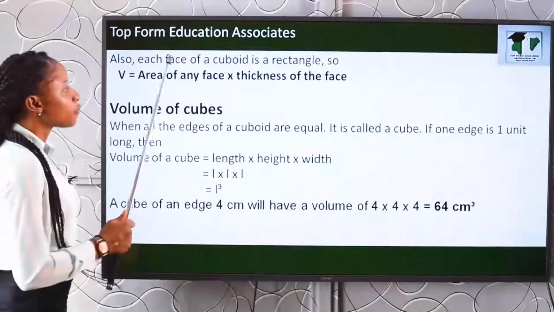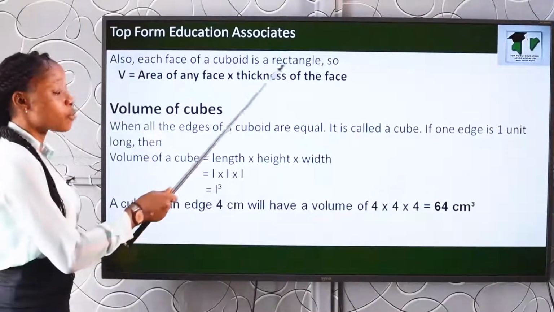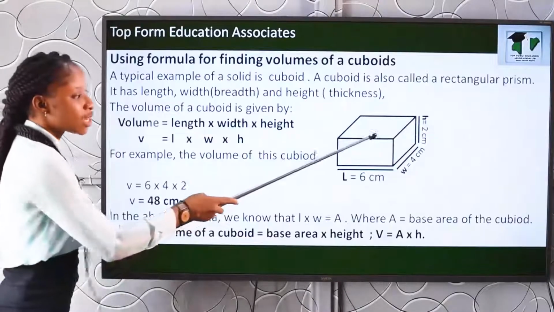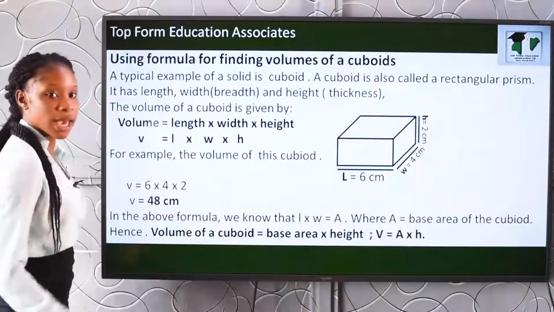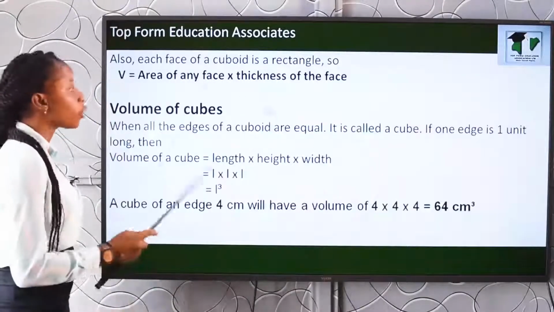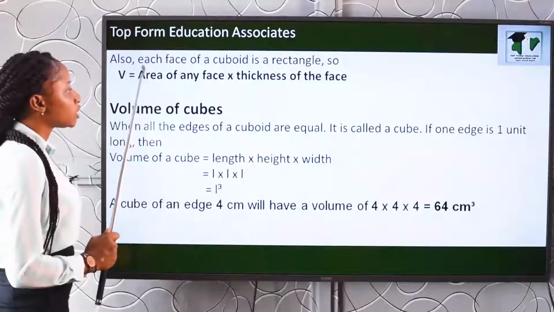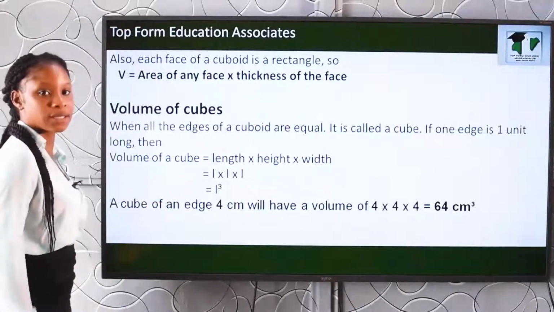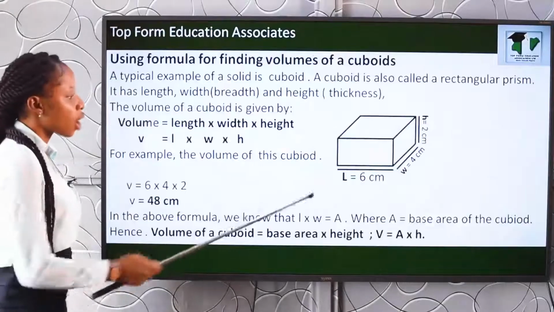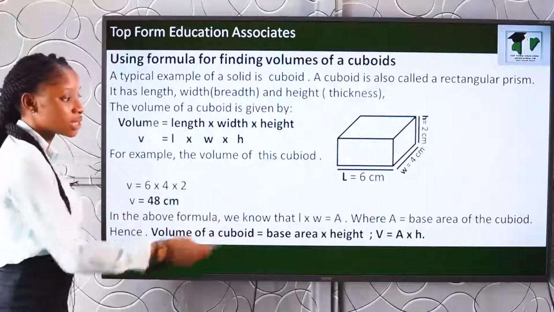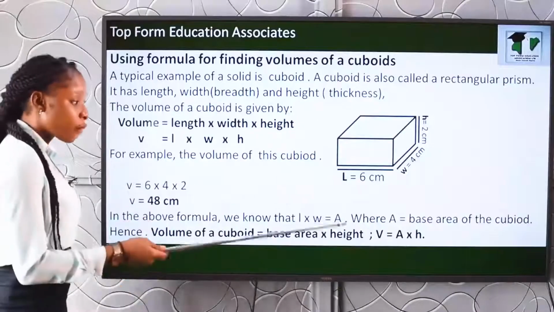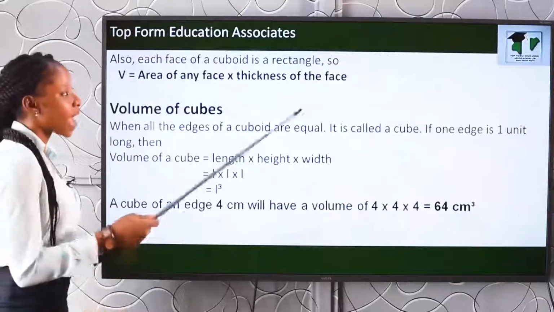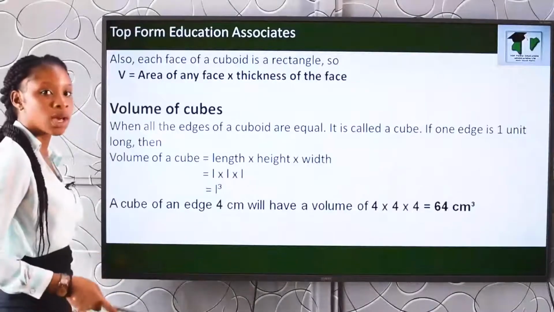Now, also, the face of a cuboid is a rectangle. If you look at this cuboid, you will see that its face is a rectangle. So V is equal to area of any face times the thickness of the face. The area of this face times the thickness is the same thing, meaning volume is equal to A times H, that's area times height. Remember we said height is also called thickness.